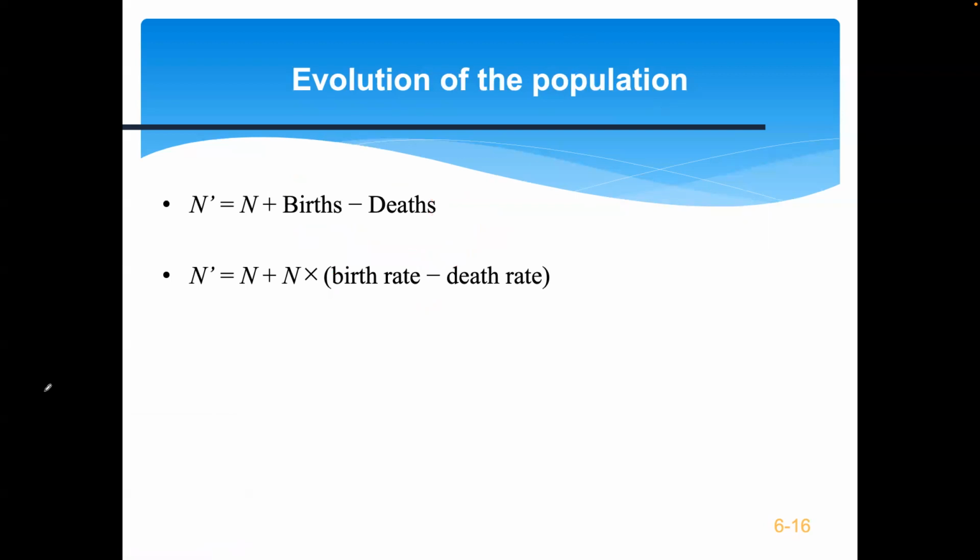The population in the next period is going to equal the population you have today, in the current period, plus the population size in the current period times the birth rate minus the death rate. So in this equation, essentially we link N with N prime, or we link the population size in the current period with the population size in the next period.